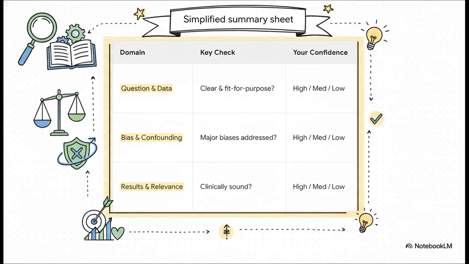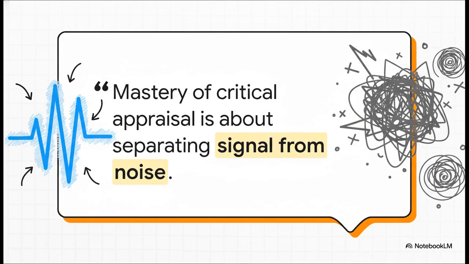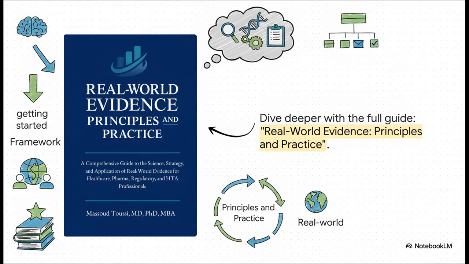So, to help you put all this into practice, think of a simple summary sheet, something like this one. It forces you to rate your confidence in a study's core areas: the question and data, how it handled bias, and the ultimate relevance of its results. It's a simple but really powerful tool for your own appraisals. You know, ultimately, what this all comes down to is a single powerful idea. Mastering this skill isn't just some academic exercise. It's about being able to separate the true, meaningful signal from all the overwhelming noise of published research. Everything we've covered today gives you a great framework to get started.